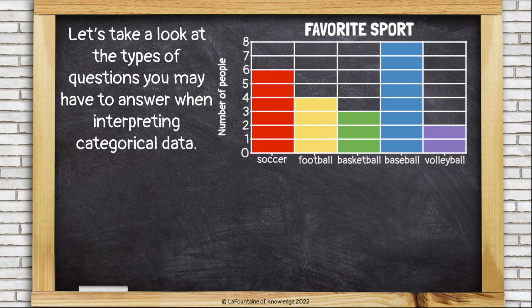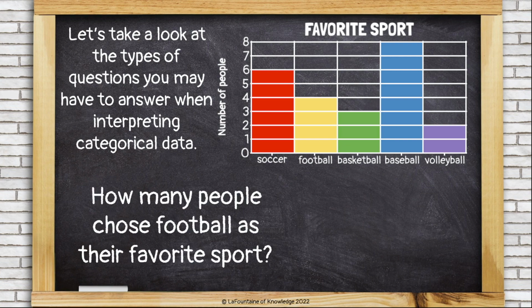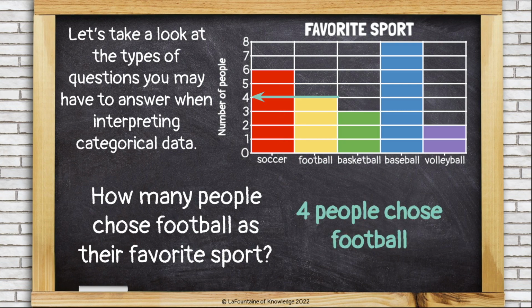Let's take a look at the types of questions you may have to answer when interpreting categorical data. We'll use our favorite sport graph for this. Here's the first question. How many people chose football as their favorite sport? So let's look at football on our graph. And I love bar graphs because they're very visual. Here I can see football, and I can see that the yellow bar above football reaches up to the number 4. And that means that 4 people chose football.